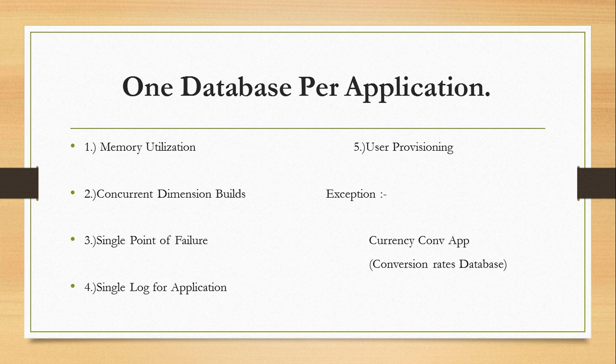Before talking directly about how the dimensions and the members will be ordered in our outline design, we will first see how many databases we should have in an application, and how multiple databases versus one database is going to affect the overall performance of the application and the outline as well. The points we are going to discuss here are memory utilization, concurrent dimension builds, single point of failure, single log for application, and user provisioning. We'll elaborate on them briefly.